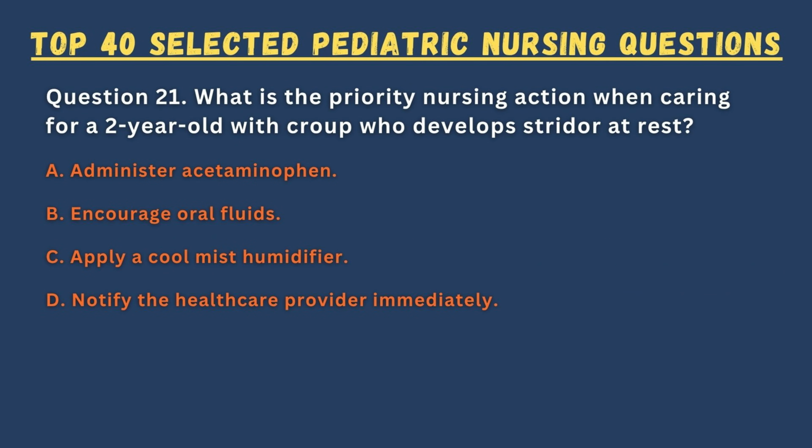Question 21. What is the priority nursing action when caring for a 2-year-old with croup who develops stridor at rest? A. Administer acetaminophen. B. Encourage oral fluids. C. Apply a cool mist humidifier. D. Notify the healthcare provider immediately.